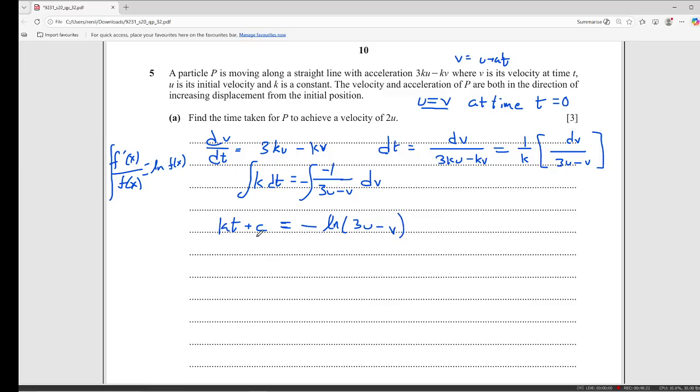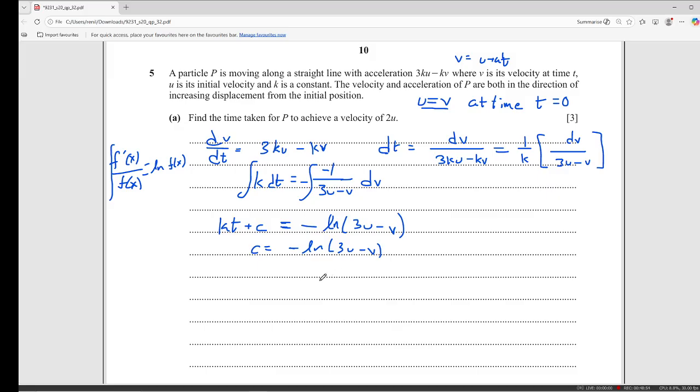Okay, now how do we find c? This is where the condition comes in. v equals u when t equals 0. So saying t equals 0 means c equals negative ln of 3u minus u. Okay. Yeah, so saying that gives me this, and now it's a little bit simpler, I'd say. So I would bring the negatives to one side and solve it like that.